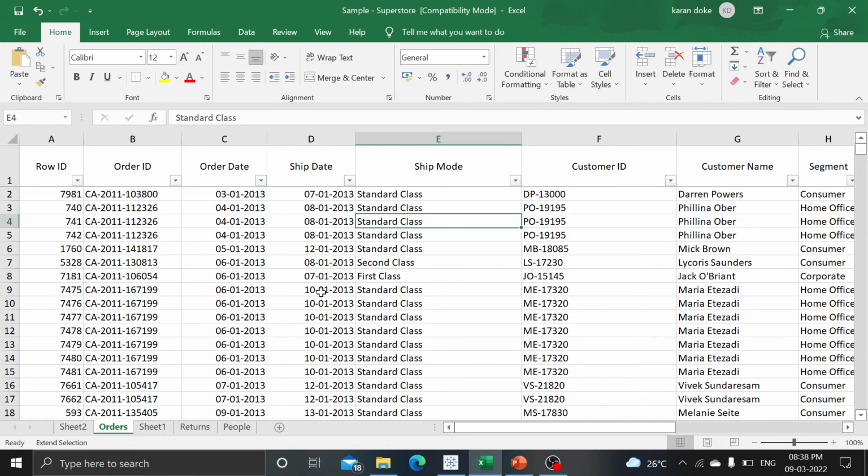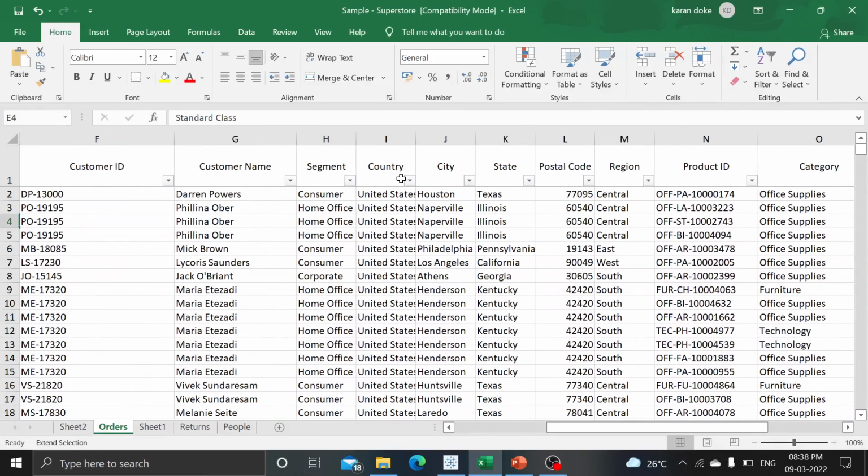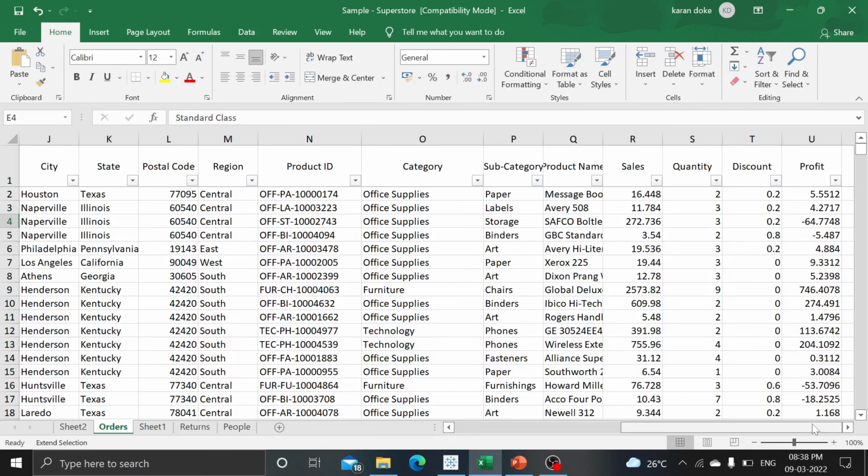So this is the sample Superstore dataset that I have to use to create a dashboard in Tableau. The column names are row ID, order date, ship mode, customer ID, customer name, segment, country, city, state, postal code, region, product ID, category, subcategory, product name, sales, quantity, discount, and profit.